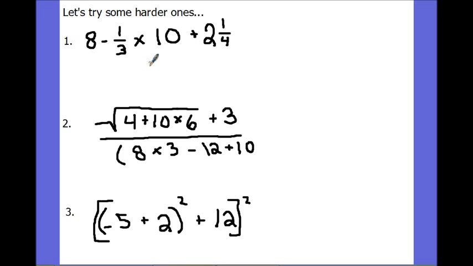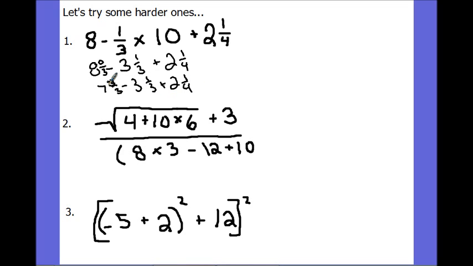Alright, welcome back. Hopefully we figured that out. So first thing you're going to do is multiply. So that's going to be 8 minus, and you could have figured out that was 10 over 3, otherwise known as 3 1/3, plus 2 1/4. Alright, this one you'd have to get a common denominator, so you know that this is 8 equals 24/3, minus 3 1/3 plus 2 1/4.